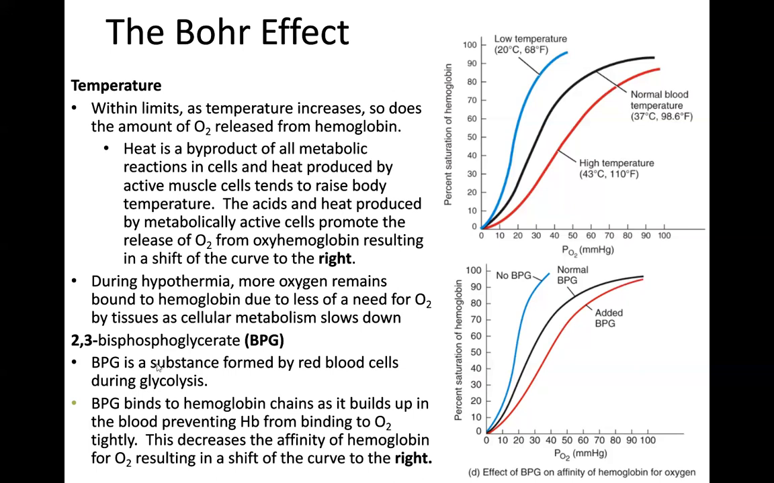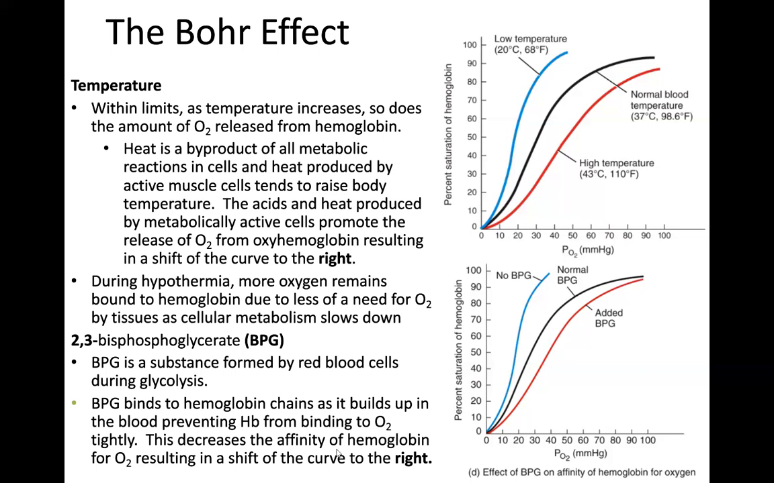The final thing that can trigger a shift of the curve to the right or to the left is when we have BPG present. BPG, once again, is short for bisphosphoglycerate, a substance produced by red blood cells when they go through glycolysis. It will bind to hemoglobin chains as it builds up in the blood, which prevents hemoglobin from binding to oxygen. So it kind of gets in the way.